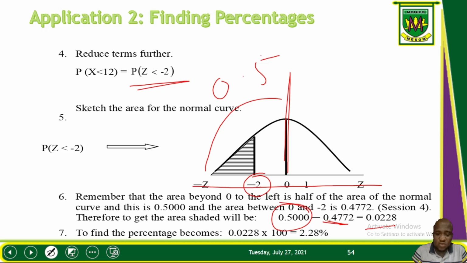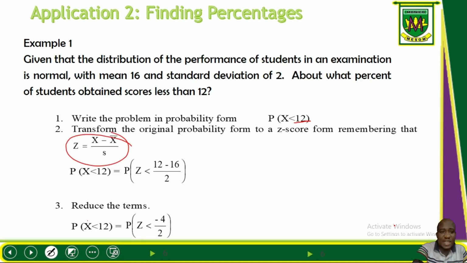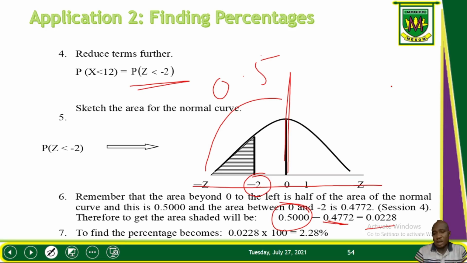So you deduct from this and you get 0.0228. But this time around, because we are asking you to find the percentage of students who obtain scores which are less than 12, remember, in the first session, I said when I'm teaching the applications, we will be doing some conversions to percentages. So after getting the value from the table and deducting from the half of the curve, anytime the question asks for the percentage of students who score below, now you move further to multiply your answer by 100.